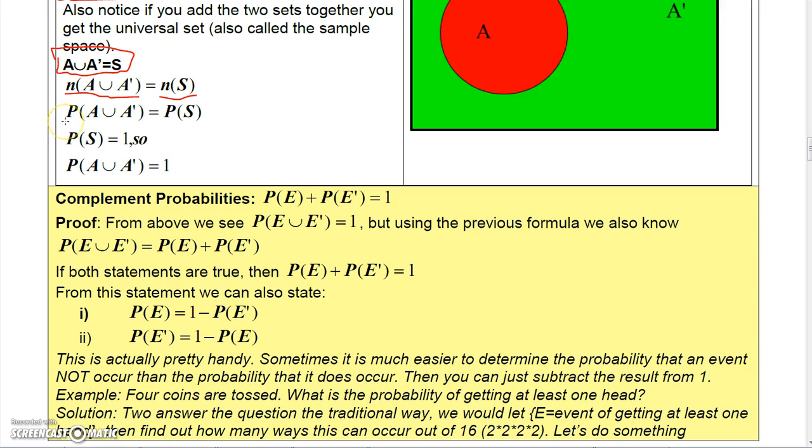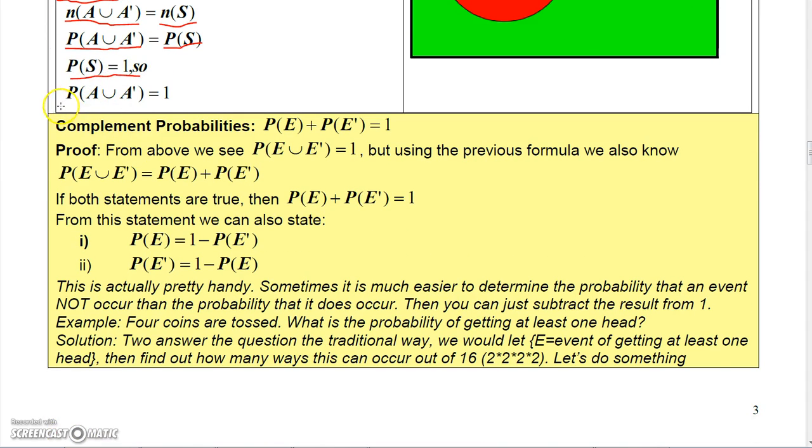So that means that the probability of A union A prime must be the same as the probability of the sample space, and the probability of sample space is 1. So the probability of A union A prime is always 1. And since there's no intersection, you can write this as the probability of A plus the probability of A prime, because that's the rule we just covered for the probability of a union if there's no intersection.